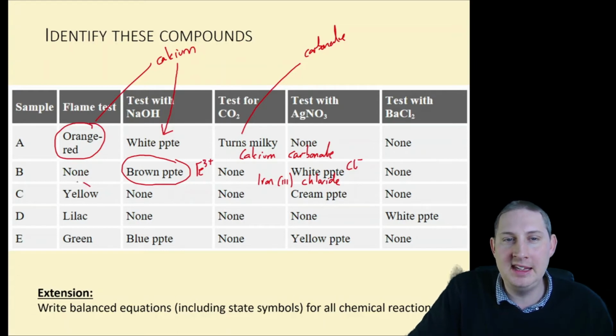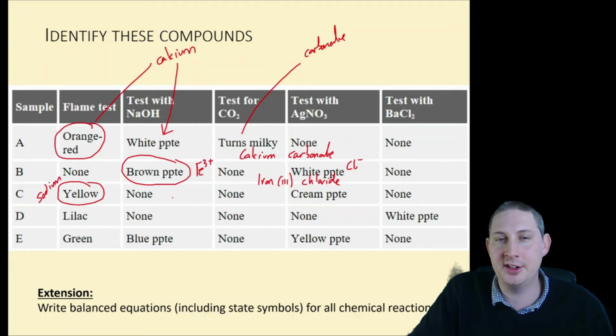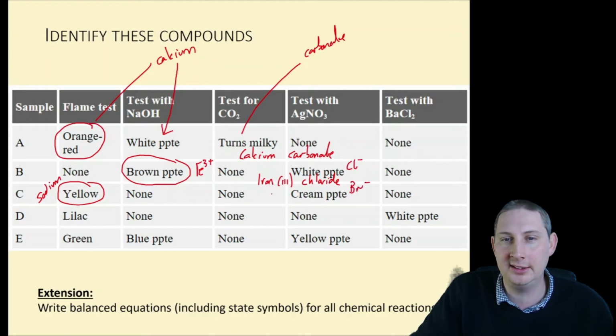C, a yellow flame in a flame test. Well, that's sodium. Doesn't give us a precipitate with sodium hydroxide, as expected. No test for CO2. A cream precipitate with silver nitrate. Well, that is bromide. So this is sodium bromide.